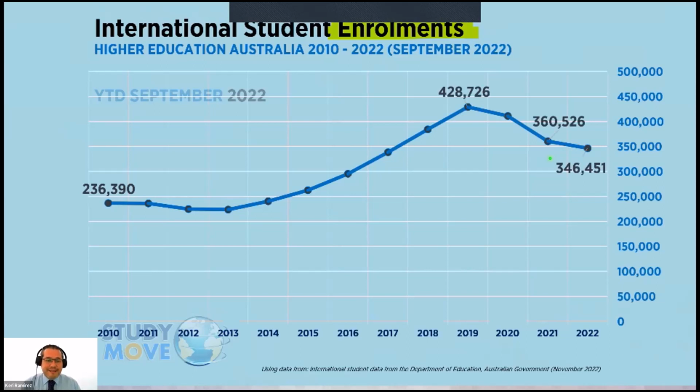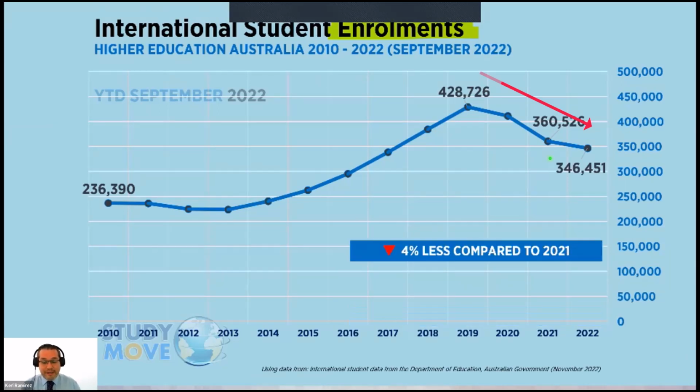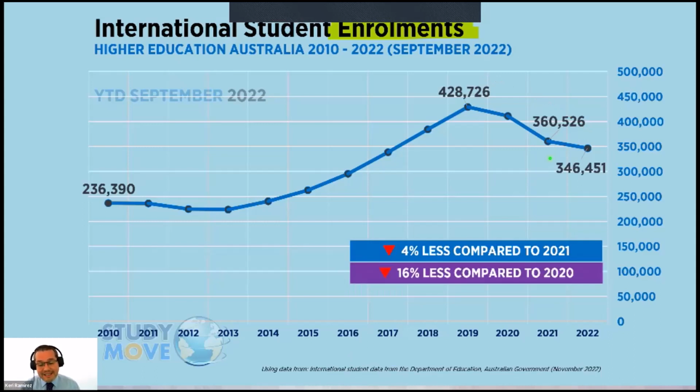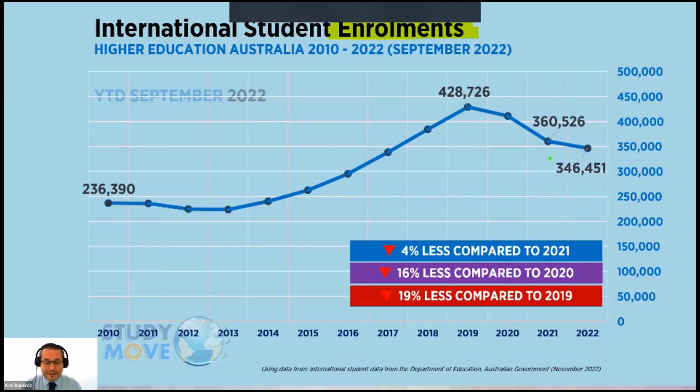And as you can see, when we actually group everybody together, we are still dealing with a drop in the numbers. We are still 4% down compared to 2021. So despite the number of new students growing, overall, the total number of students is 4% less than 2021, 16% less than 2020, and nearly 20% less than 2019.